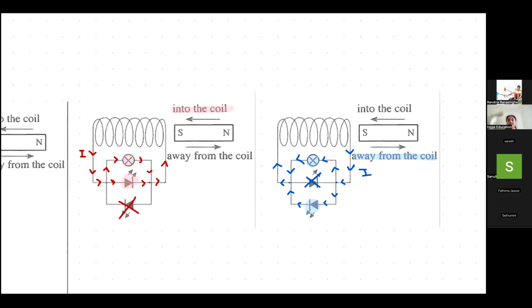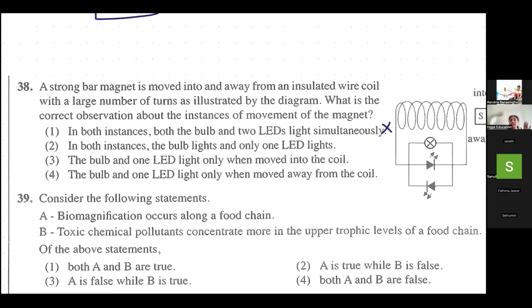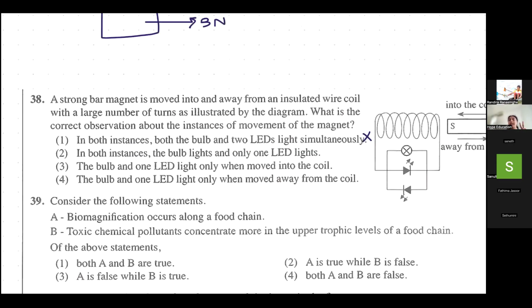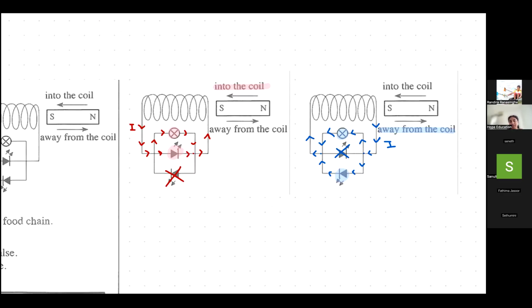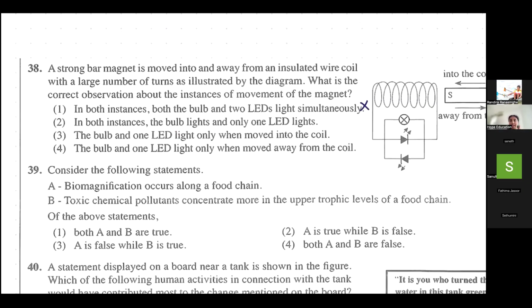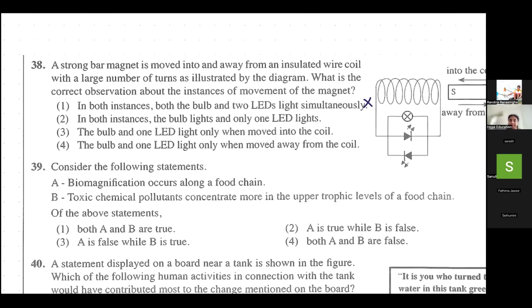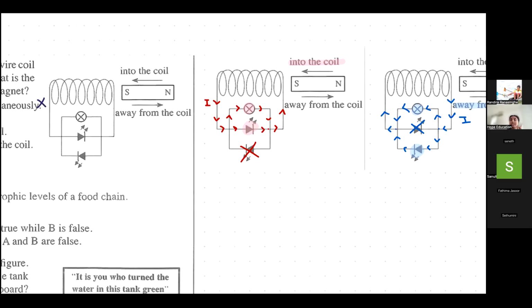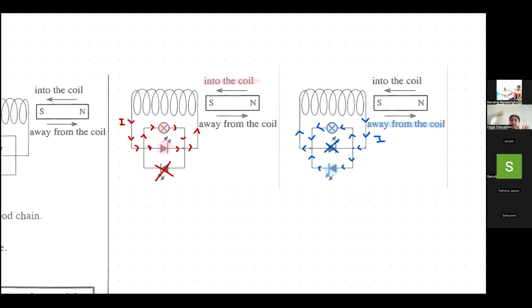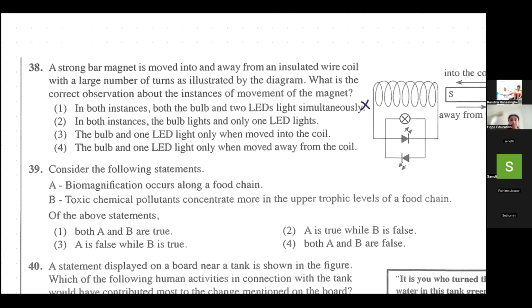Okay, now let's look at the statements. In both instances, both the bulb and the two LEDs light simultaneously. Bulb එකයි LEDs දෙකේම light වෙන්නේ නැහැනේ. So that is wrong. In both instances, the bulb lights and only one LED lights. Bulb එකයි එක LED එකයි light වෙනවලු instances දෙකේම. අන්න ඒක නම් හරිනේ. That seems correct. අපි අනිත් ඒවාත් බලමු. This is correct anyways. That should most probably be the answer.